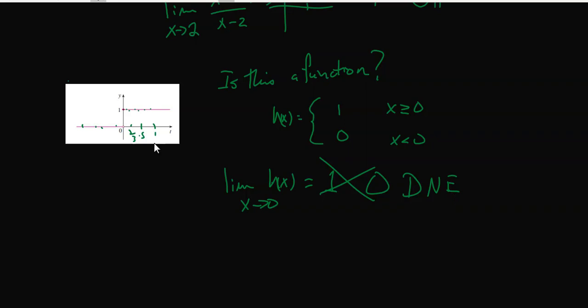Okay? So if you don't get a single number, you have to do this. It doesn't exist, because when we say a limit, we mean a single number. So if there's not a single number, then there's no limit, we say. Okay? So that's the idea of the limit.